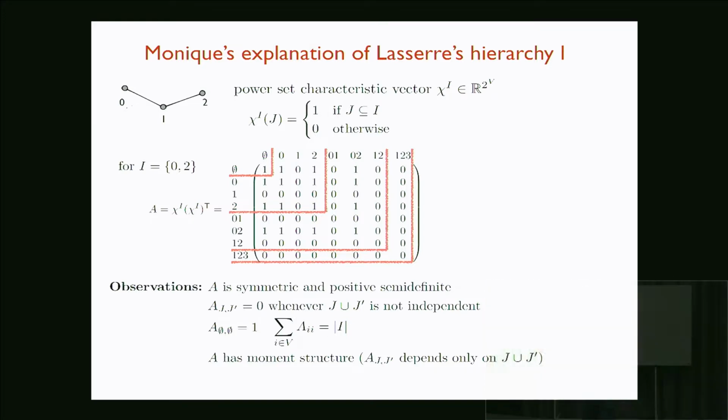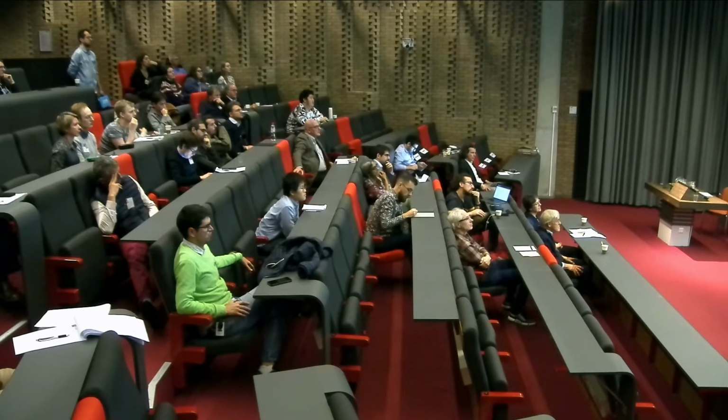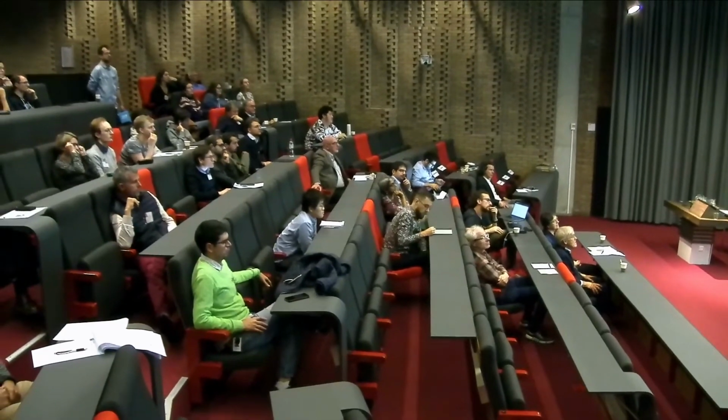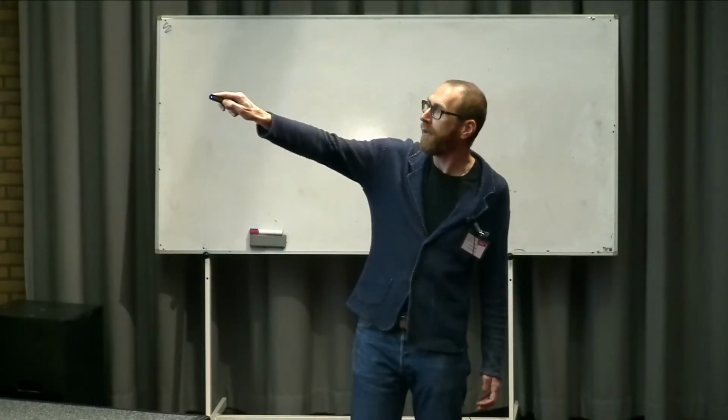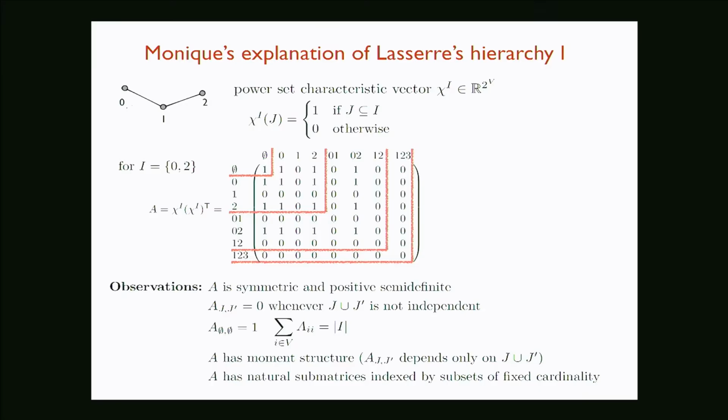Then also interesting, A has moment structure, which means that the entry A(J, J') only depends on the union J ∪ J'. And also important, A has natural submatrices, and they're indexed by subsets of fixed cardinality. Here I indicate them by these red lines. So this is the first submatrix, only indexed by the empty set. Here is the second submatrix, only indexed by sets up to cardinality 1, here sets up to cardinality 2, and here sets up to cardinality 3.